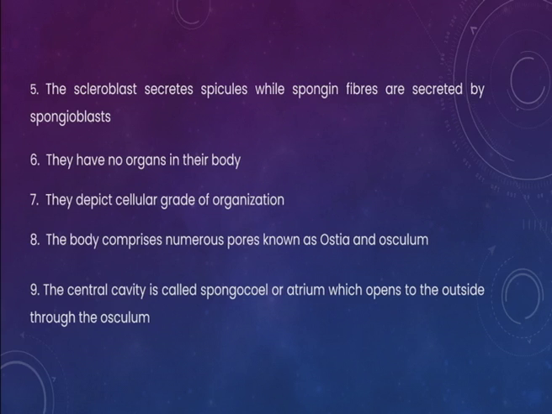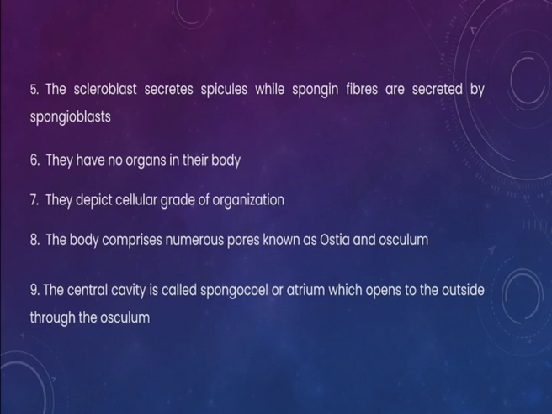They have no organs in their body, as they are the initial multicellular organisms. The organ system is not developed yet. They depict cellular grade of organization. Cellular grade of organization means it is a multicellular organism. The cells are grouped together, but they function differently. Functionally, they are differentiated. That is called cellular grade of organization.